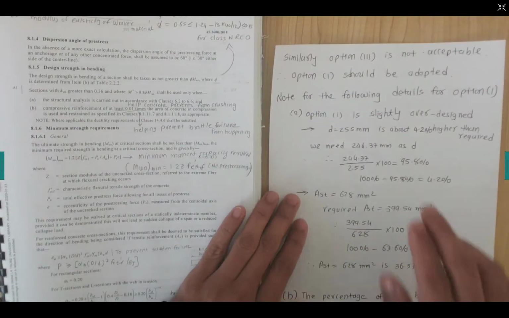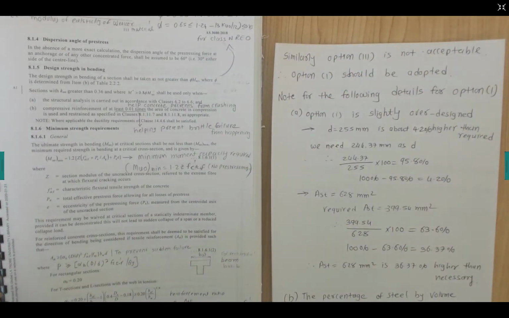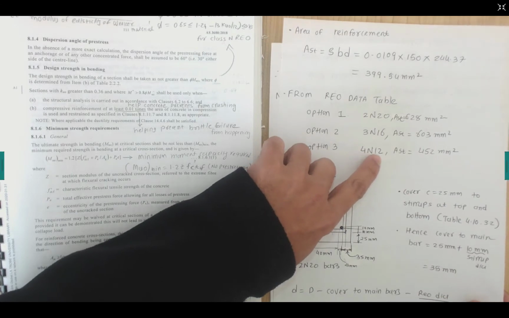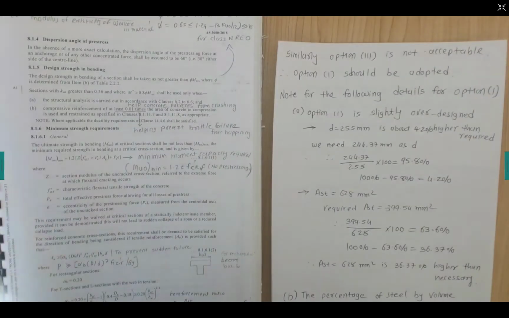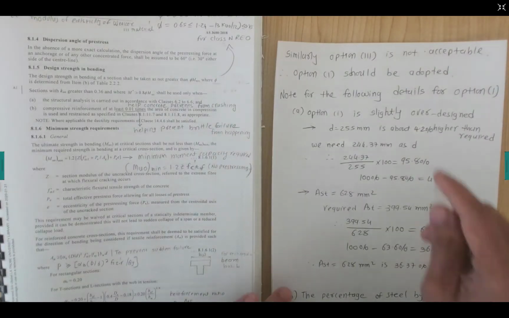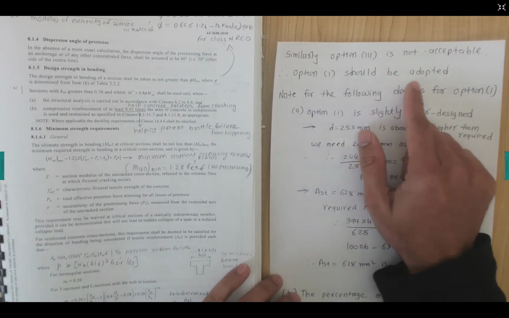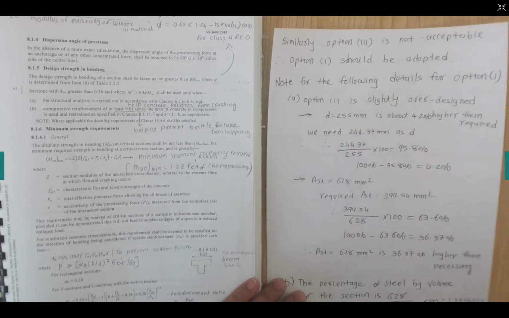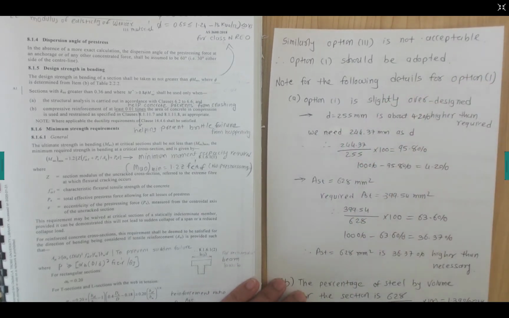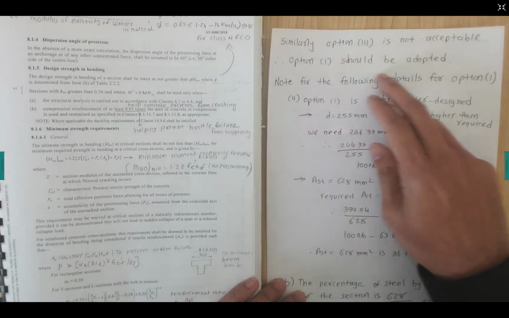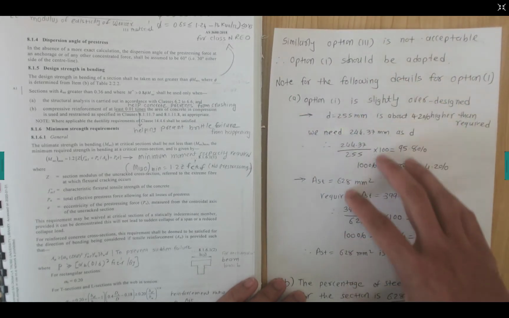Similarly, option 3 is not acceptable because option 3 has even more congestion. I did not provide the calculations here, but if you provide 4 bars with 20 millimeter diameters, of course it will have less spacing available and it will not be acceptable. So we are just going for option 1, that we're going to take. But option 1 should have a couple of notes here. Now this finishes the example. We don't need to go further, but this is just for practical purposes.